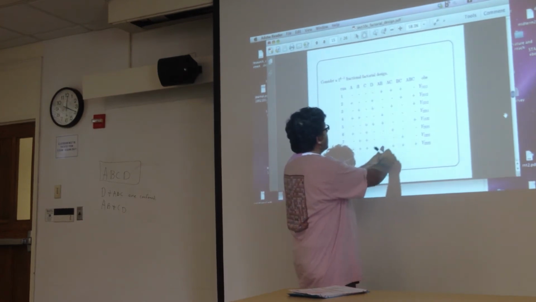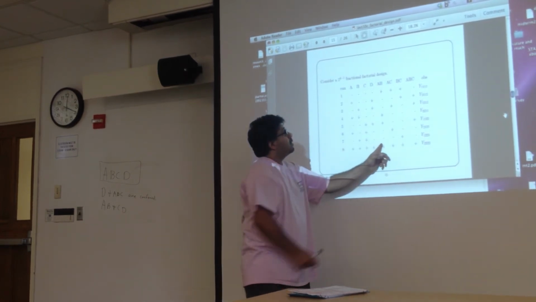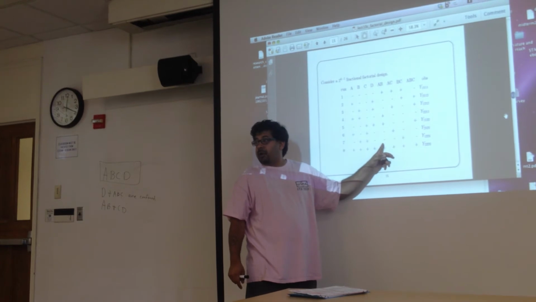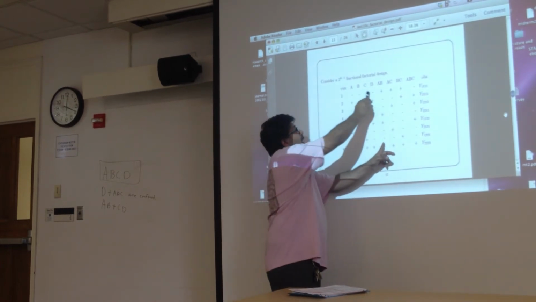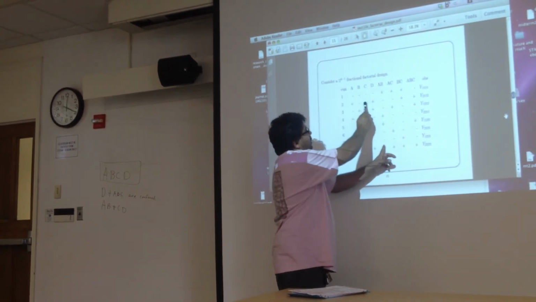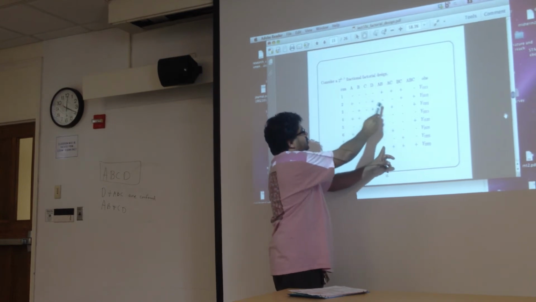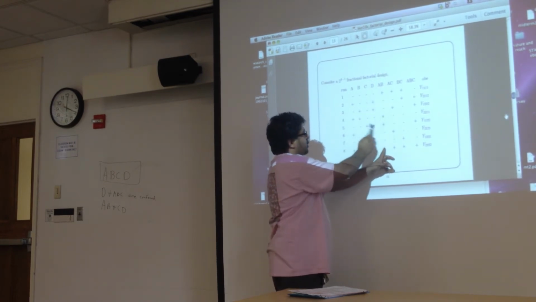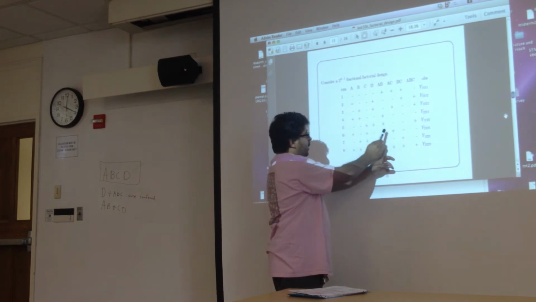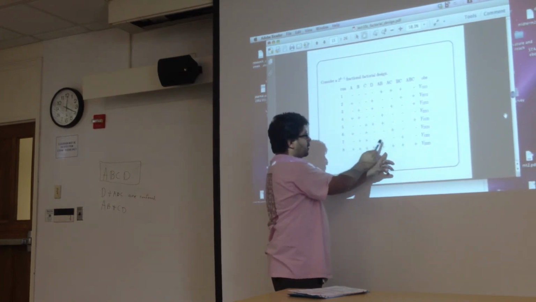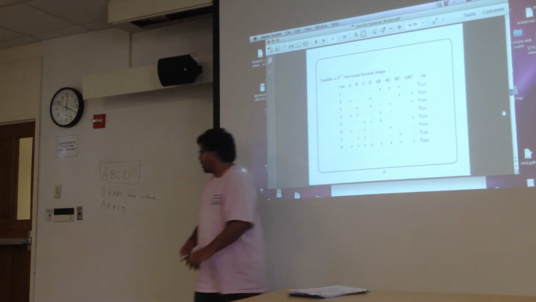We don't have CD in our table, but could we compute CD? Yeah, right? We can. Are they confounded? Yeah. Minus minus plus, check. Minus plus, check. Check. Minus minus plus, check. Plus plus plus, check. Plus minus minus, check. Plus minus minus, check. Plus plus plus, check, right?